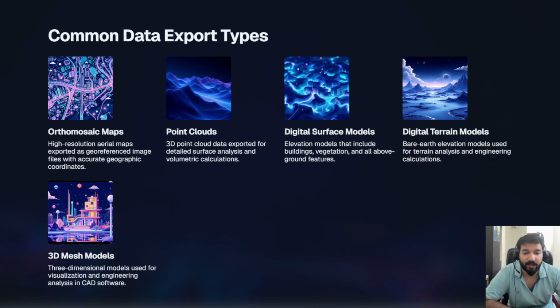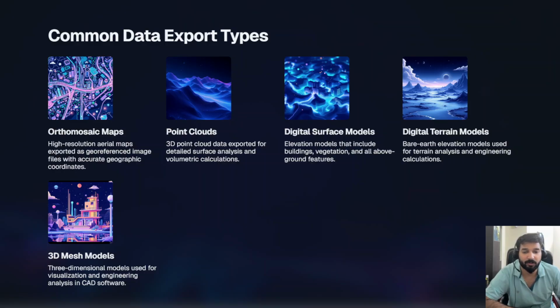Types of data that can be exported. Drone mapping software can export several types of data that are compatible with GIS and CAD systems. Some of the most common exported files include orthomosaic maps. These high resolution aerial maps are often exported as georeferenced image files. Point clouds. 3D point cloud data can be exported for detailed surface analysis.